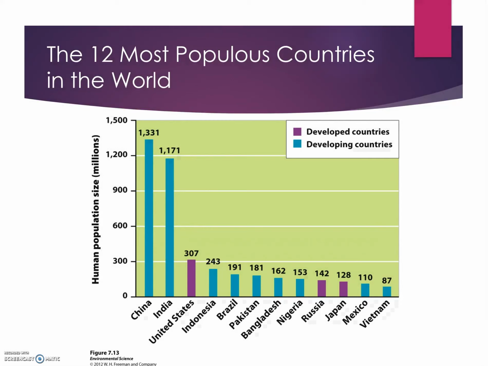Among the 12 most populous countries in the world, China and India are at the top. And then we move down to some of our developed versus developing countries. If you notice, our developed countries are the United States, Russia, Japan. And then we have developing countries. So it just gives you an idea, and it shows you a really large difference in China and India's population compared to the United States.